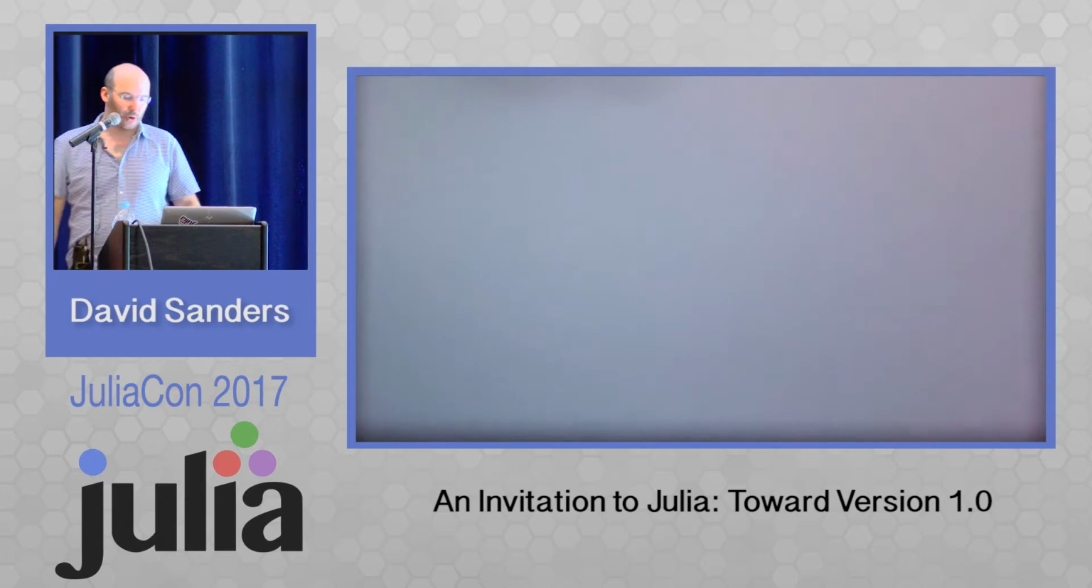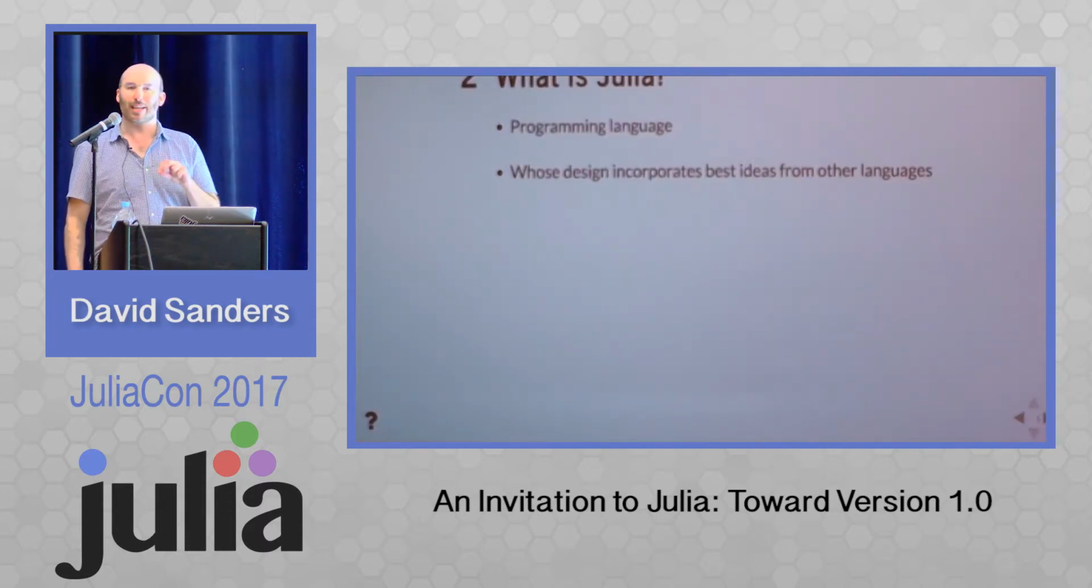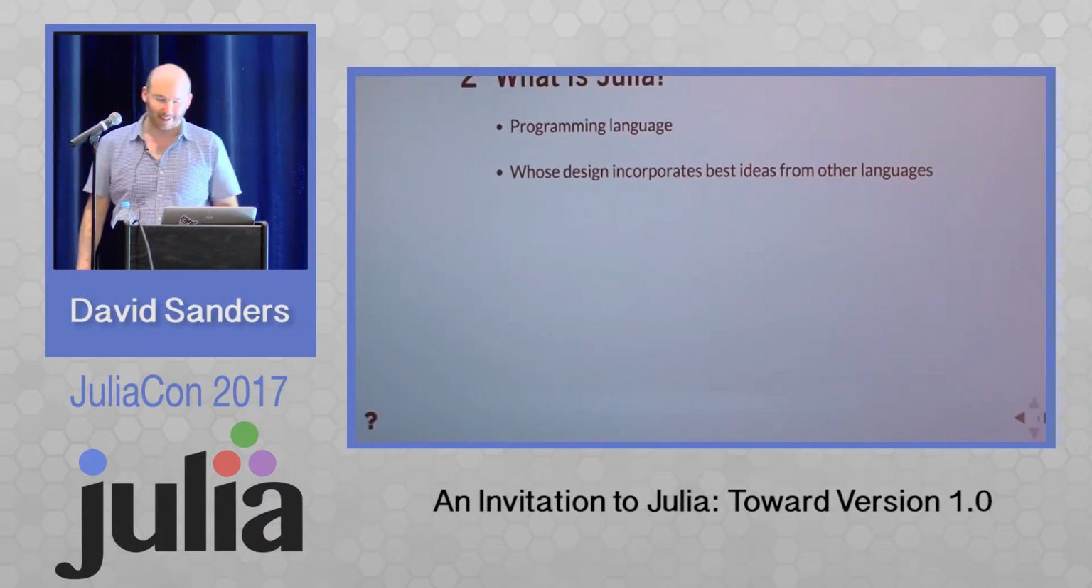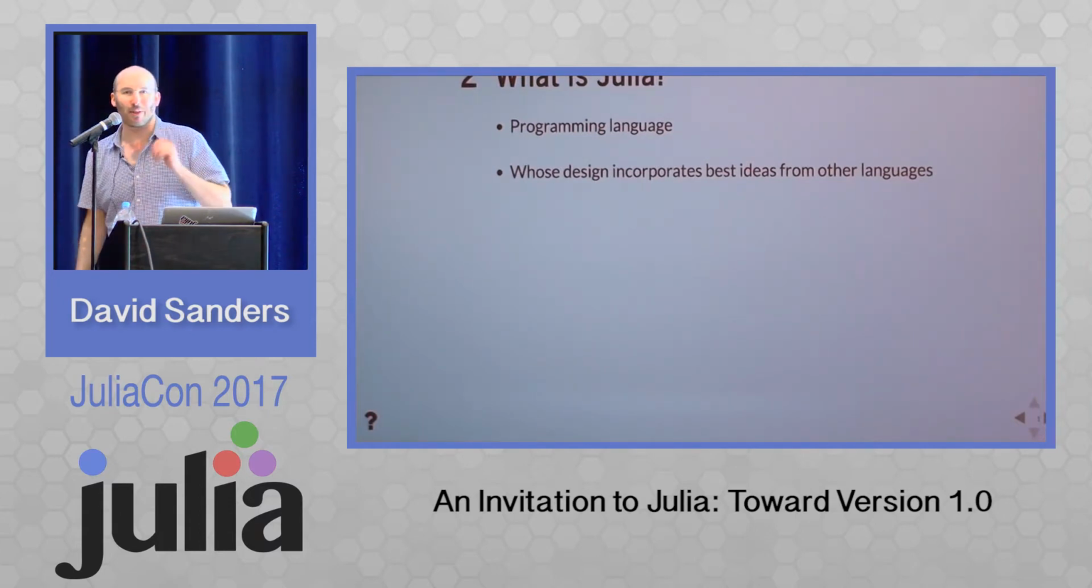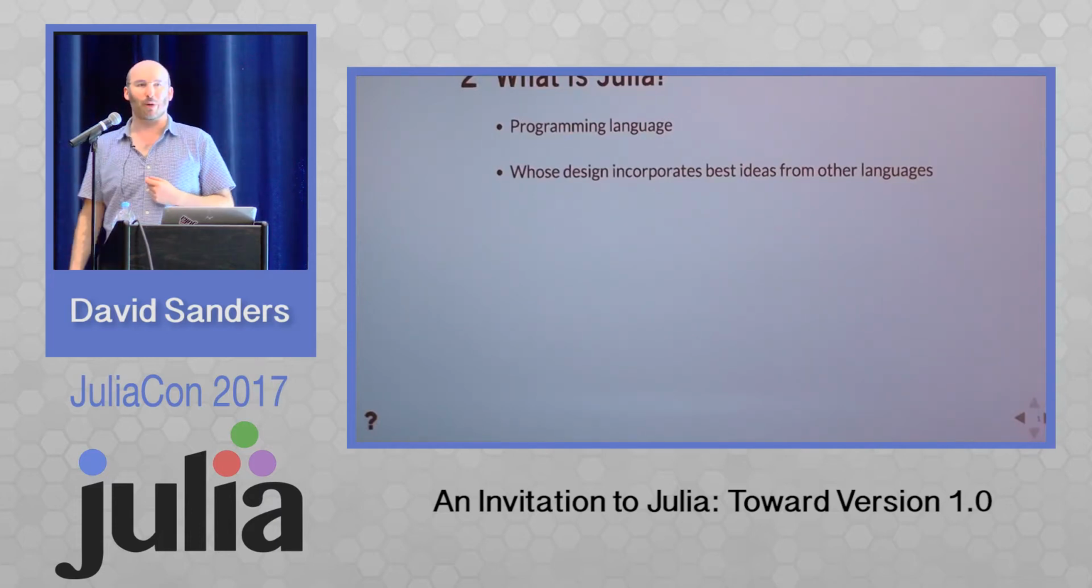So what is Julia and why are we all here? I think you probably know that it's a programming language. And it's a programming language that's been designed from the get-go, from the start, to take the best out of most other languages out there. So it has ideas from Lisp, Ruby, Python, C, Fortran, I mean, from everywhere. Take the best, get rid of the worst, and think about how to design a programming language for today.